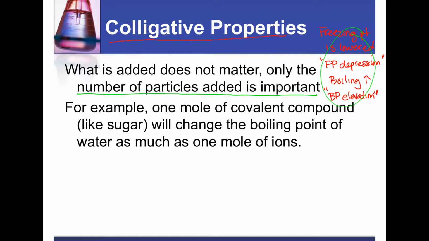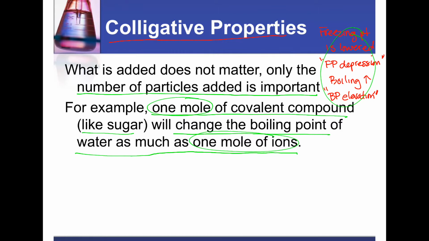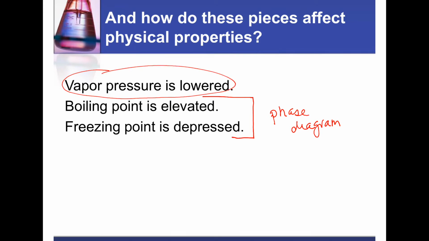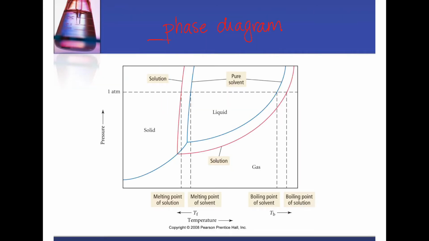So, for example, if we put in a mole of covalent compound, like sugar, that would change the boiling point just as much as if we put in just 1 mole of ions. So it's the 1 mole that determines how the properties change, not necessarily the exact identity of what the mole is. We're going to do some calculations to figure out how boiling point is elevated and freezing point is depressed. And I also kind of wanted to look at a phase diagram to show you how the vapor pressure is also changed. All right, a little review of phase diagrams.